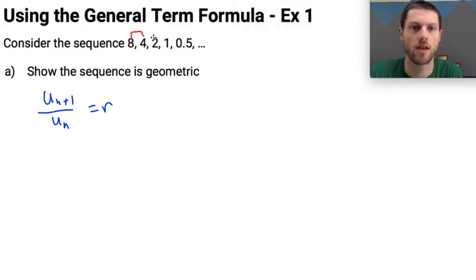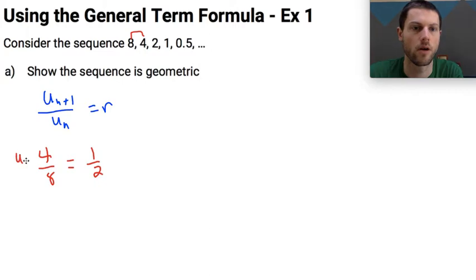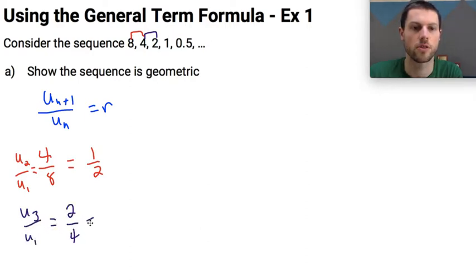So I'll take 8 and 4, and I want to find that 4 over 8 is equal to some number, and that's equal to 1/2. That's u sub 2 over u sub 1. I can take another pair of terms, and I could take 4 and 2, and that would be u sub 3 over u sub 2. And that would be equal to 2 over 4, which is equal to 1/2.